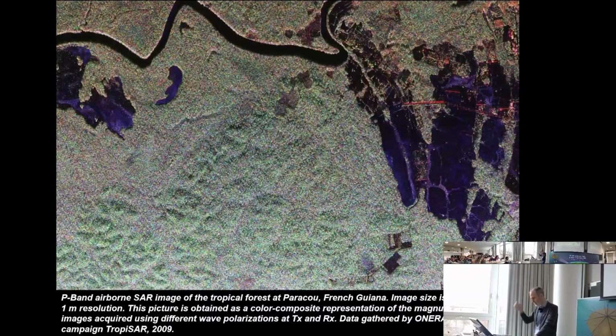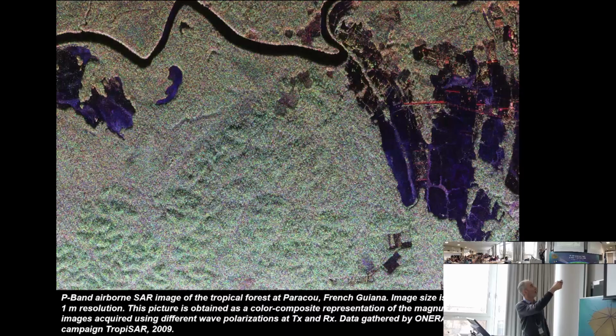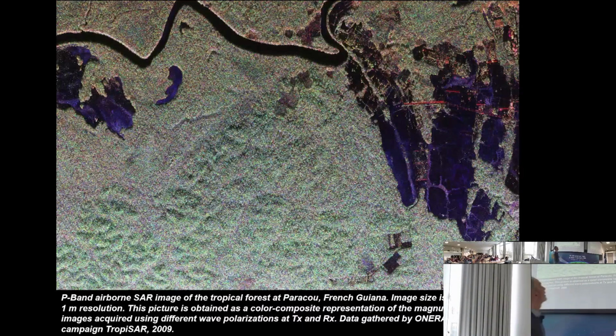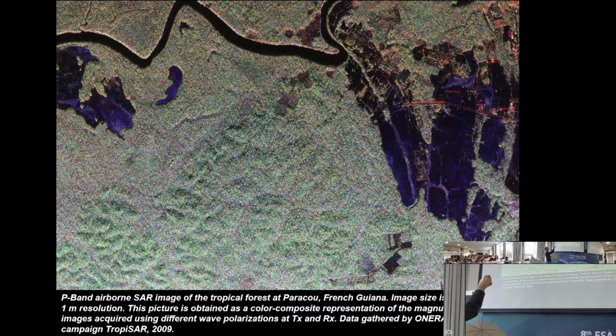The image is 4 by 9 kilometers. This is range, and this is azimuth. So we were flying in this direction. I think that was the near range, so the aircraft was flying like this. Near range and far range.